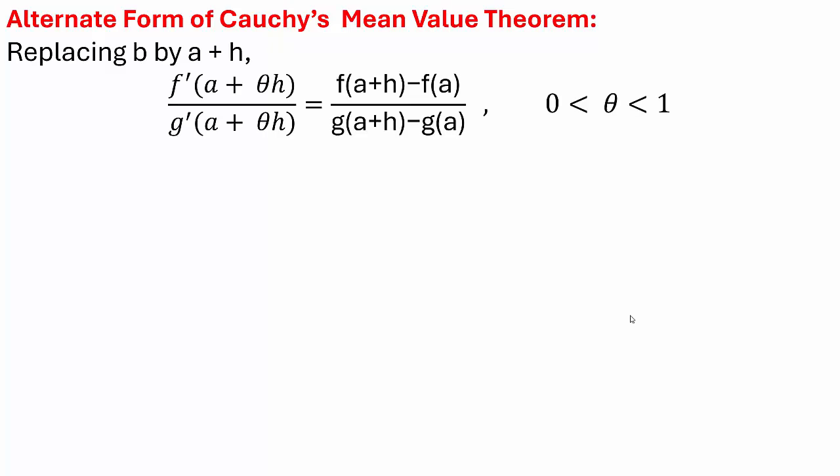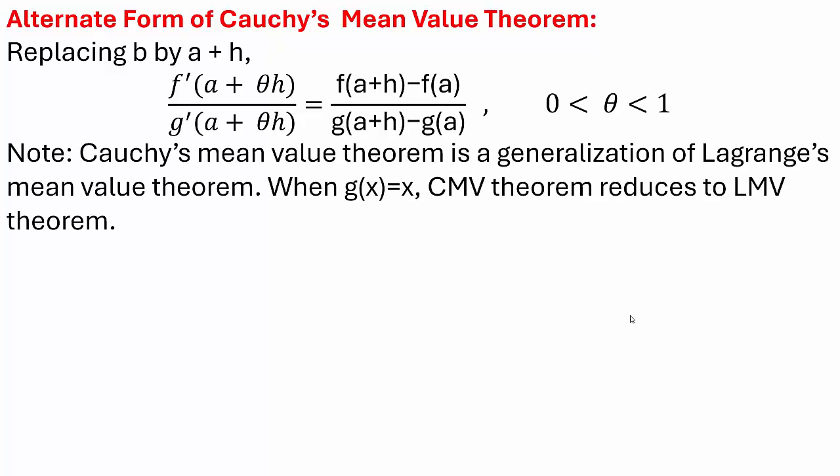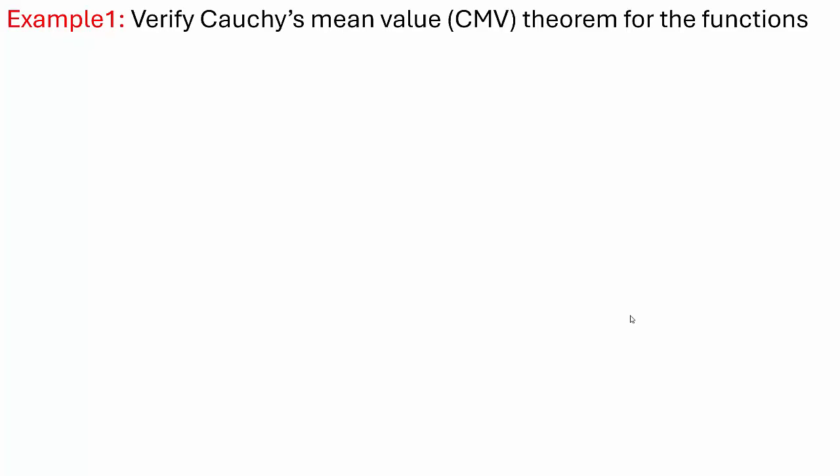Therefore, the formula becomes f dash of a plus theta h divided by g dash of a plus theta h equal to f of a plus h minus f of a divided by g of a plus h minus g of a, where theta lies between 0 and 1. We note Cauchy's mean value theorem is a generalization of Lagrange's mean value theorem. When g of x equals x, Cauchy's mean value theorem reduces to Lagrange's mean value theorem. We shall try to solve some examples.